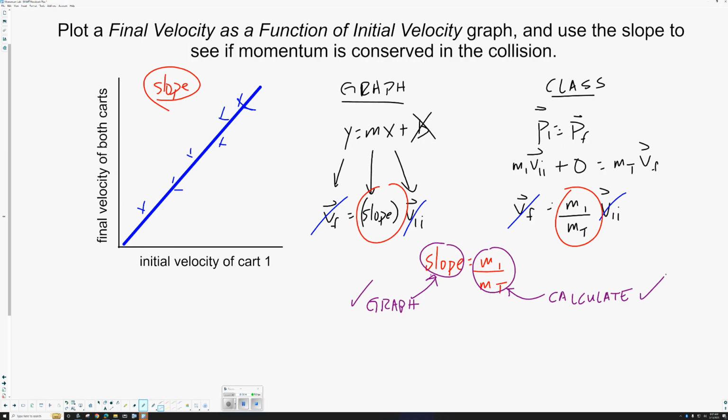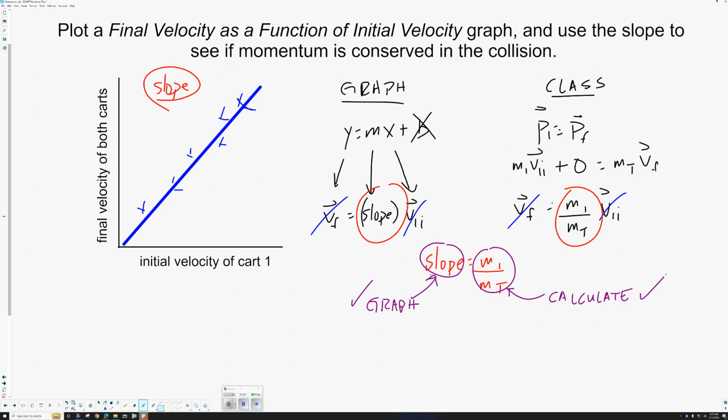Now, that's a little bit of a leap here. How can we say that? If those two numbers are the same, we've verified the law of conservation of momentum. How can we say that? If they're not the same, we've disproven the law of conservation of momentum. How can we say that? By showing these two are equal, theoretically they should be equal, we have shown that momentum is conserved in a one-dimensional collision.